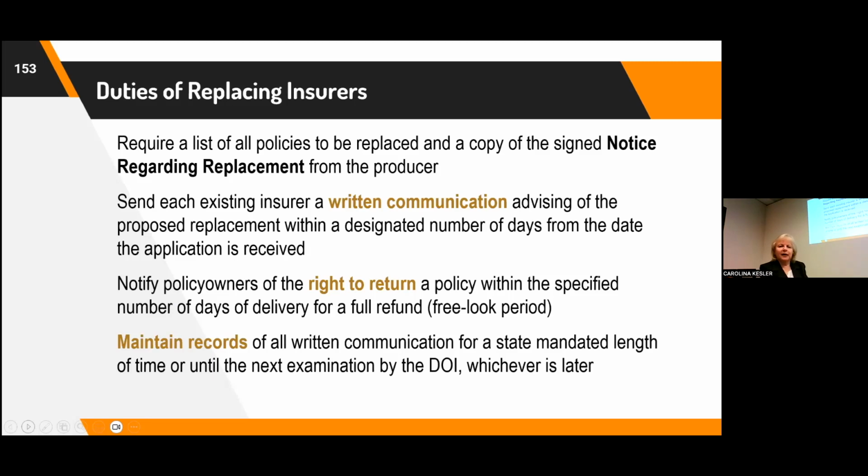So the duties of replacing require a list of all policies to be replaced, a copy of the signed notice regarding replacement from the producer, and sending each existing insurer the written communication advising of the proposed replacement within a designated number of days. Usually it's like 3 days, I think. Notify the policy owners of the right to return a policy within a specified number of days of delivery for a full refund, right? In replacement, it's 30 days. Maintain records of all written communication for a state mandated length.